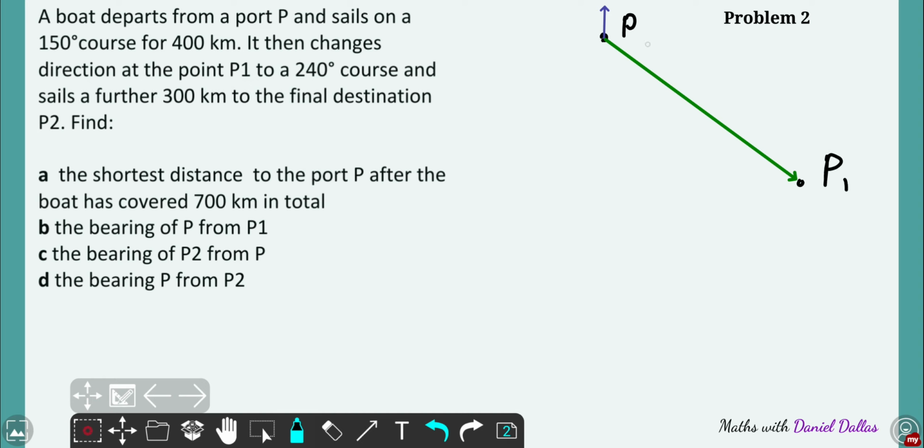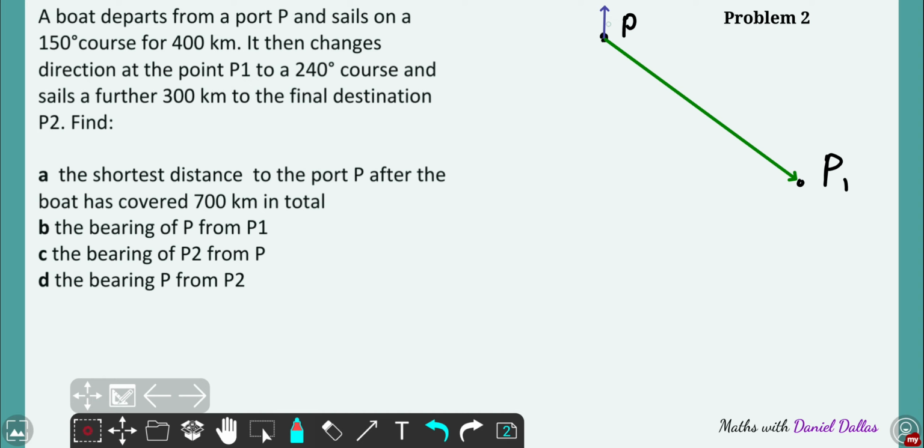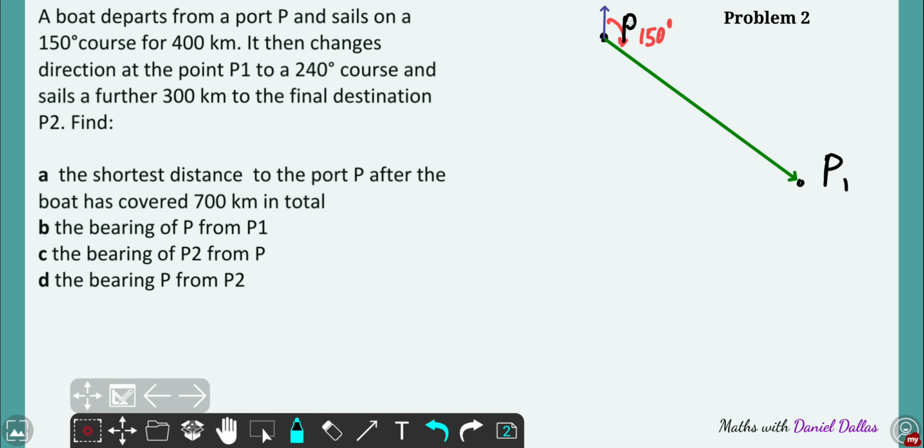Okay, so the angle 150 degrees is going to be the bearing. So that's why we set up this angle as 150 degrees from the point P that we have here. Okay, that's the point P, and 150 degrees as the bearings. So P1 from P is going to be the bearing.